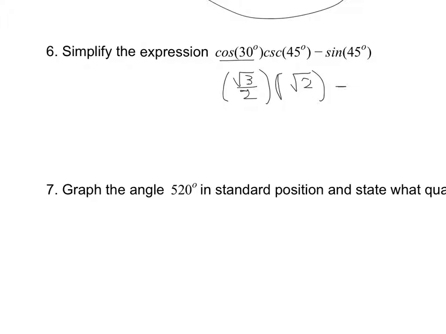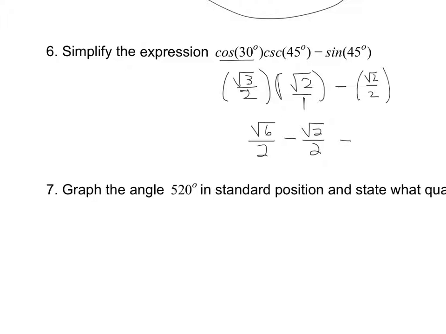minus the sine of 45, which is square root of 2 over 2. So if we multiply, we can multiply these first two because this is like square root of 2 over 1. So if I multiply square root of 3 times square root of 2, I get square root of 6 over 2 times 1, which is 2, minus the square root of 2 over 2.